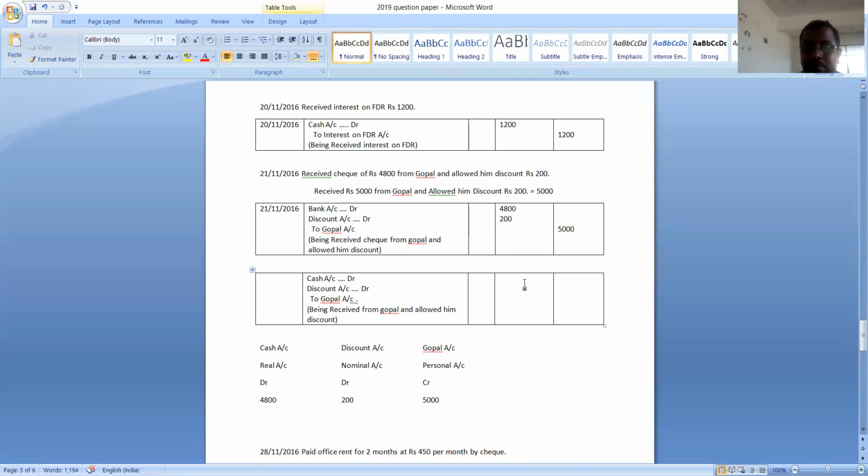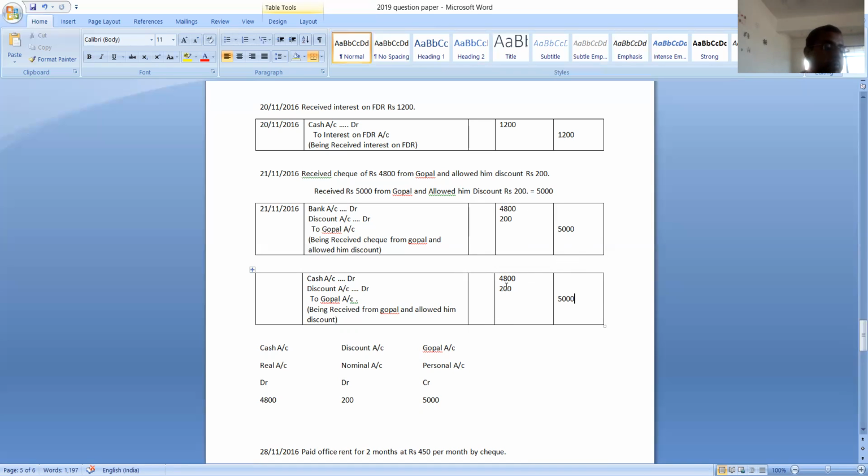But when we write the amount, we should be careful. Actually, here they have given 5,000, so cash account debit 5,000 would be wrong. Cash account debit how much? 4,800. Discount account debit how much? 200. Gopal's account how much? 5,000. Understood? This is how we should treat the transactions when the payment is made in the form of cheque and when it is made or received in the form of cash.